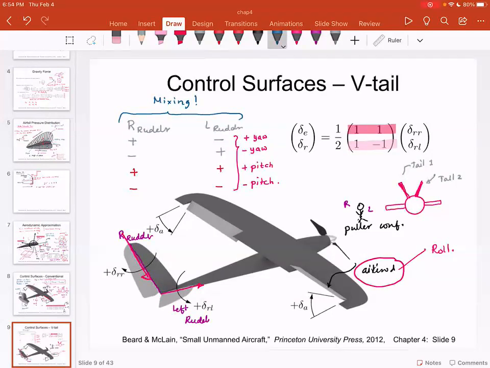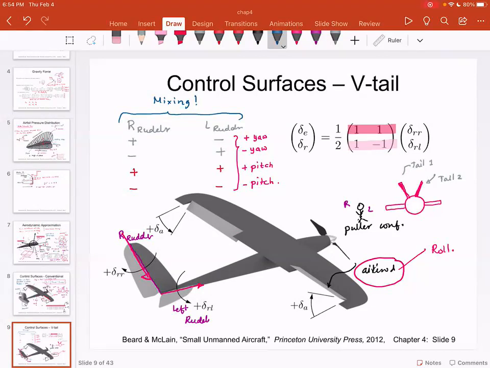If you are into RC planes, this mixing can be done in the transmitter. If you have a Futaba or some other multiple channel transmitter, you can mix these control surfaces. Or if you have an autopilot like Pixhawk, you can select a particular plane configuration and it will do the mixing automatically. The other thing I want you to be aware of is these deflections may not be the same.